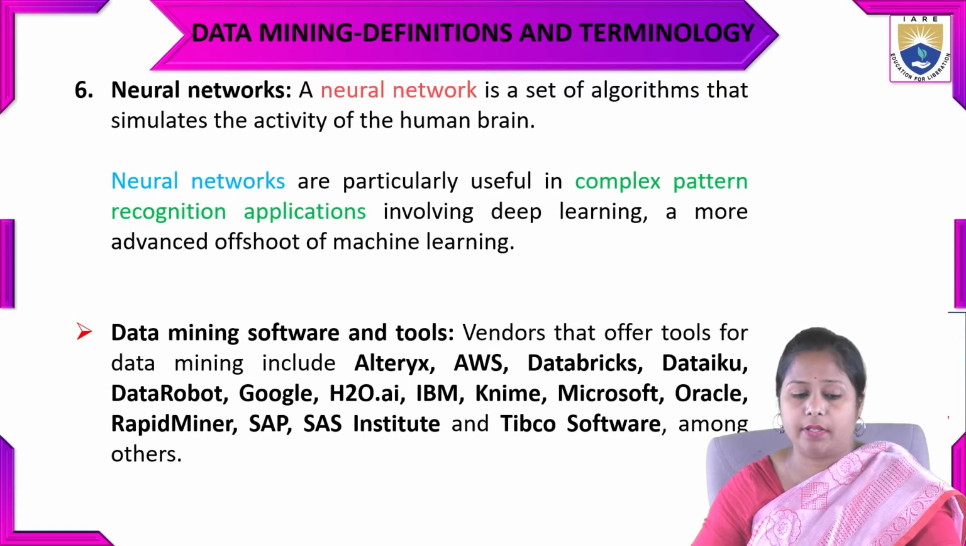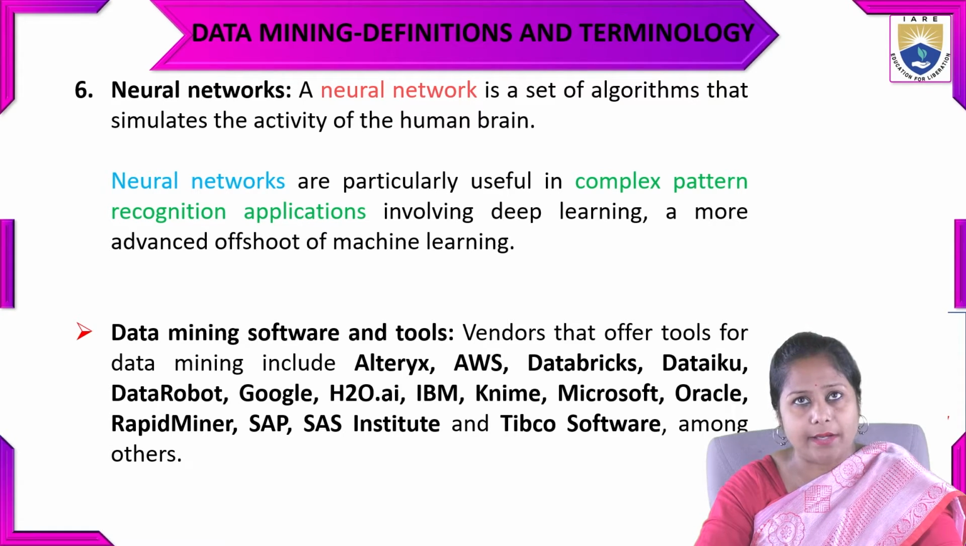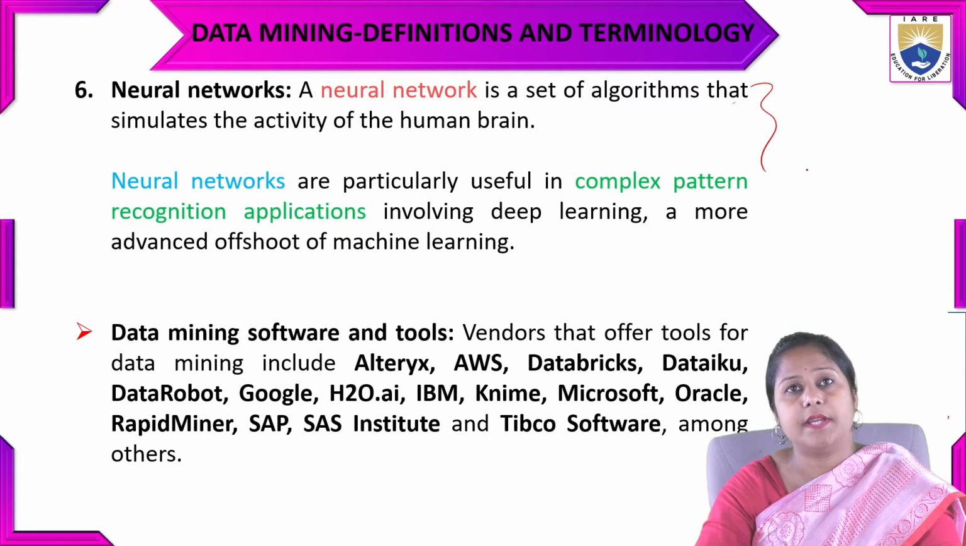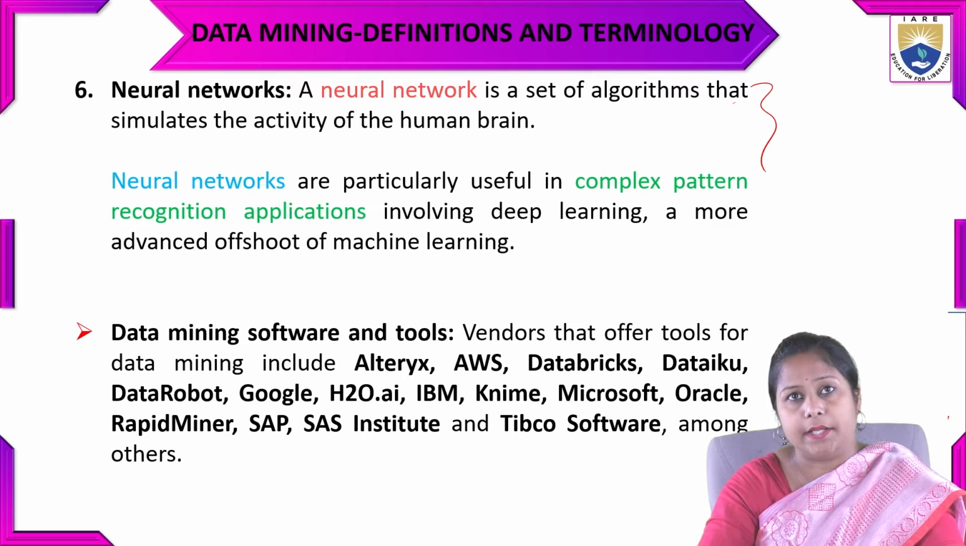Sixth is neural network. A neural network is a set of algorithms that simulates the activity of the human brain. As we have discussed in earlier classes, how the neural network works, it looks like the brain structure and works as a neuron structure. Neural networks are particularly useful in complex pattern recognition applications involving deep learning, which is an advanced offshoot of machine learning.